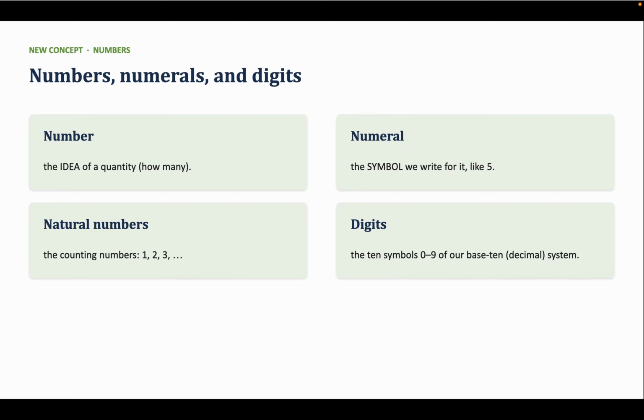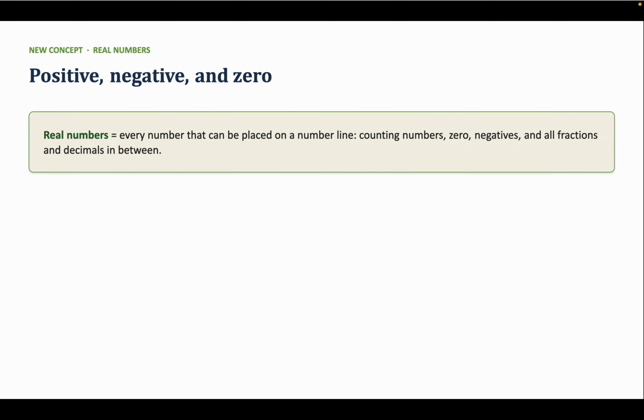The position of each digit in a number tells its value. If we take the counting numbers and add 0, add the negatives, and fill in every fraction and every non-repeating decimal in between, we get the real numbers. Every number that can be located on a number line.